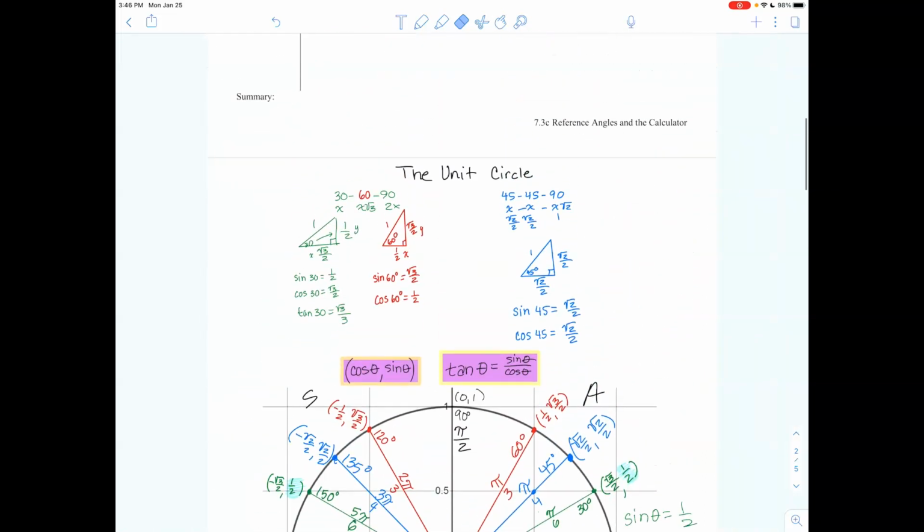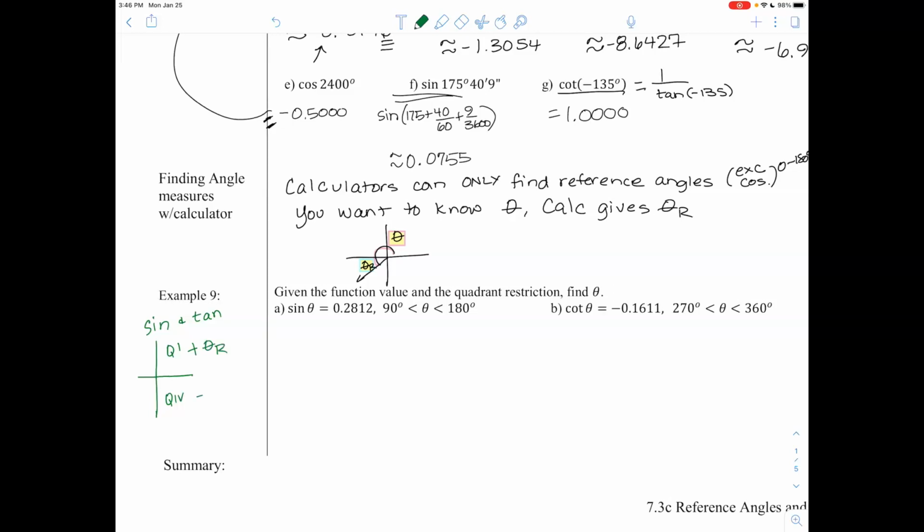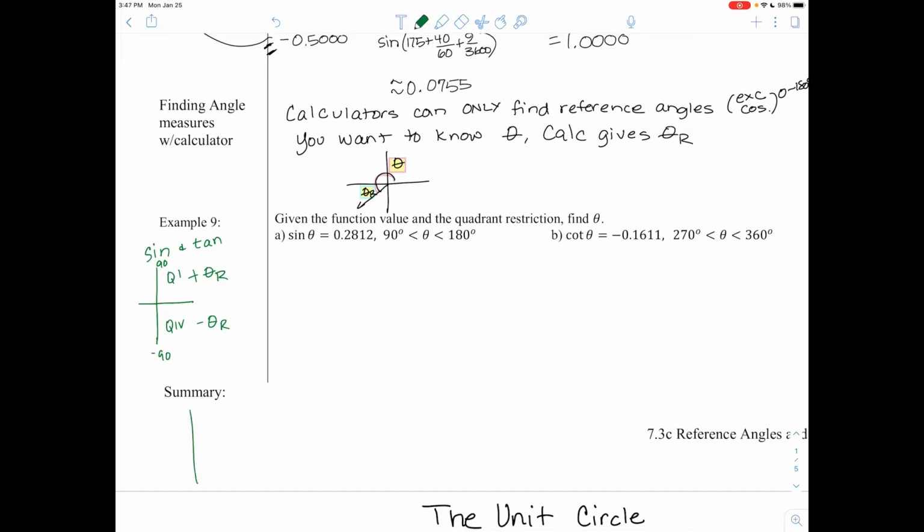Now for sine and tangent, the calculator is going to give answers in quadrant 1 and quadrant 4. If it's in quadrant 1, it'll give you the positive theta reference. And if it's in quadrant 4, it'll give you the negative theta reference. So for sine and tangent, the calculator will only tell you angle theta in quadrant 4 and quadrant 1, anywhere between negative 90 degrees and positive 90 degrees. That's it.